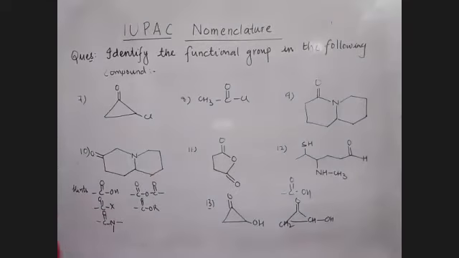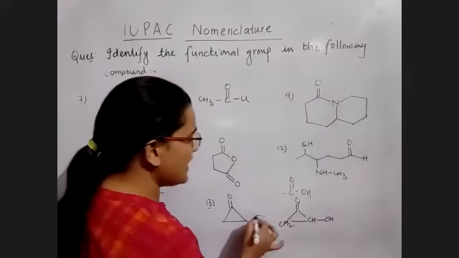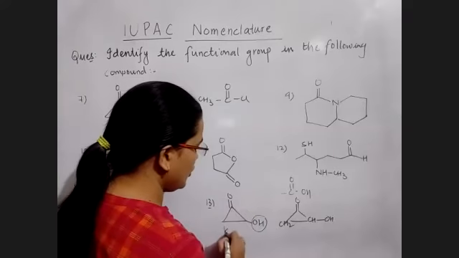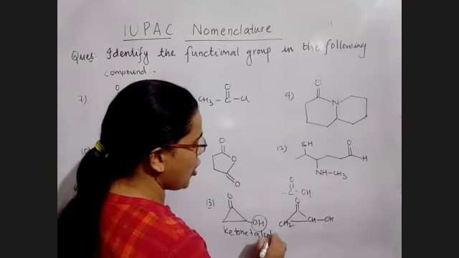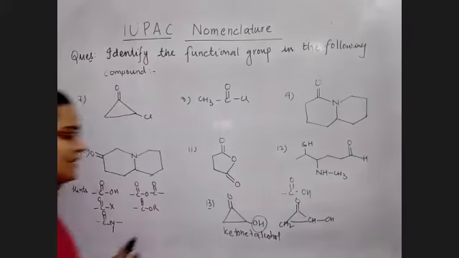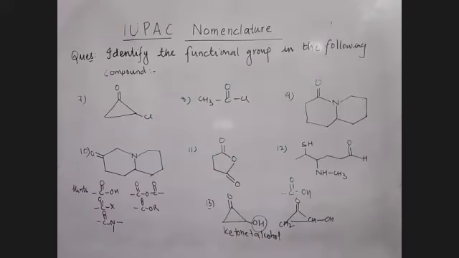Acid means COOH. The continuation bond should be there. So what is this? This is alcohol and this part is ketone. So this is ketone plus alcohol.